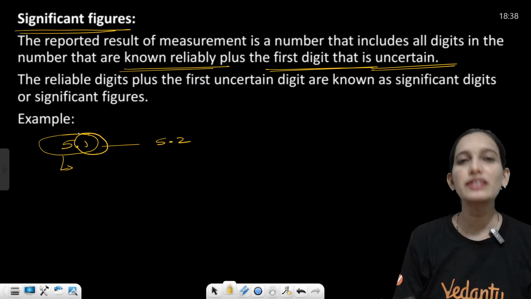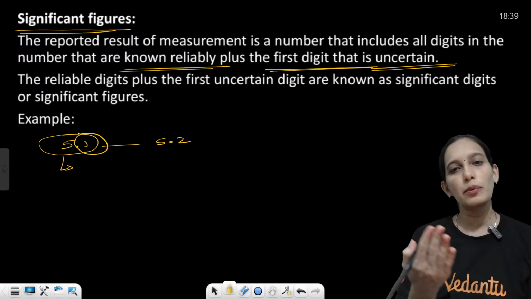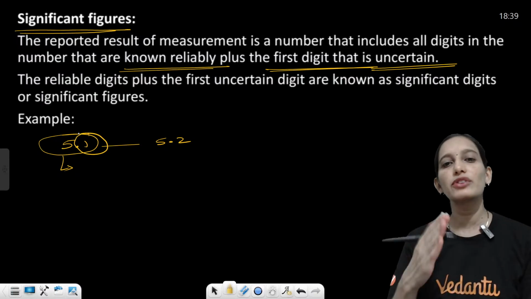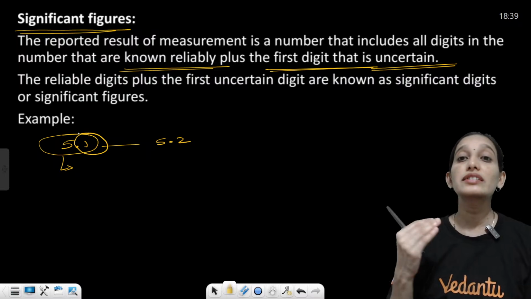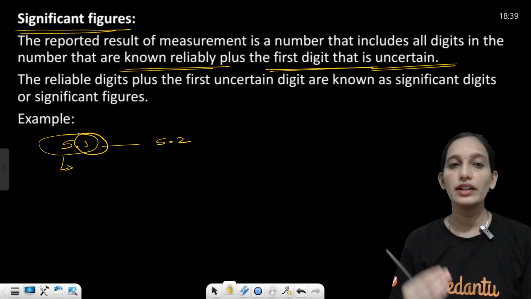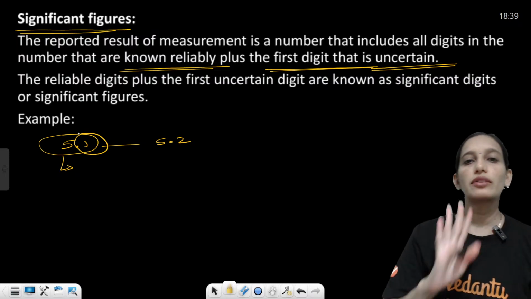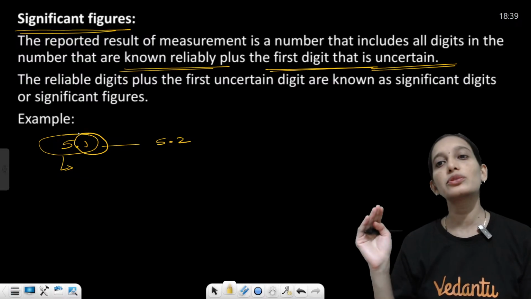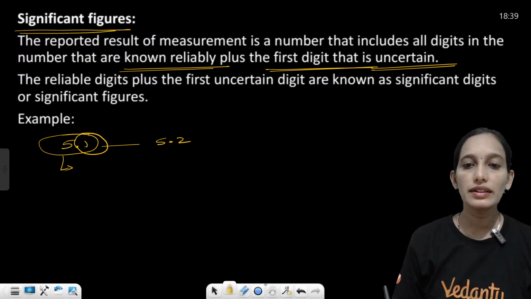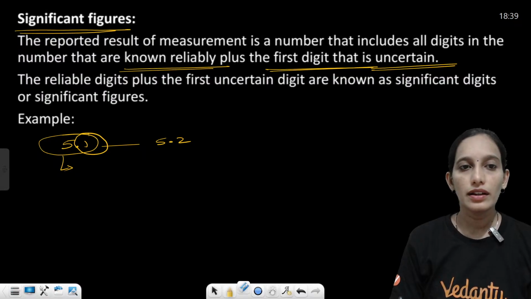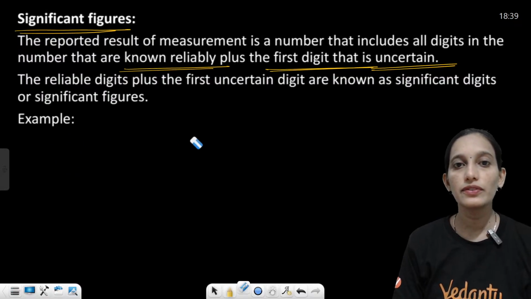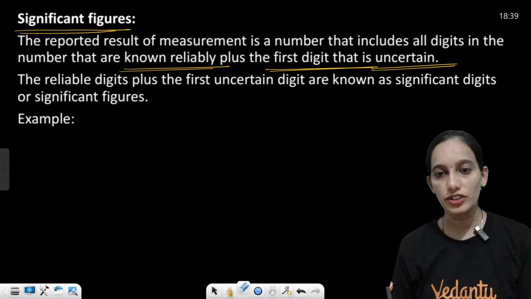This 0.1 is not certain to me. It can be 0.1 or it is somewhere in between 0.1 and 0.2. So that's an uncertain digit to me. The digits which are well known to me, that is reliable, plus one uncertain digit will give us the significant digits.